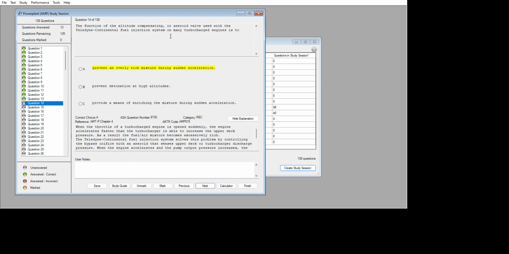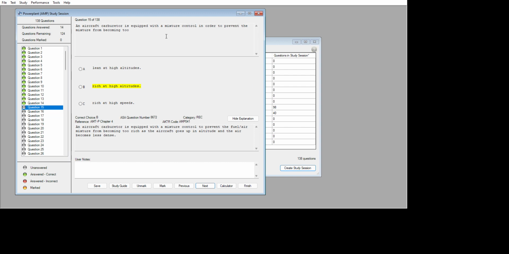The function of the altitude compensating or aneroid valve used with the Teledyne Continental fuel injection system on many turbocharged engines is to prevent an overly rich mixture during sudden acceleration.